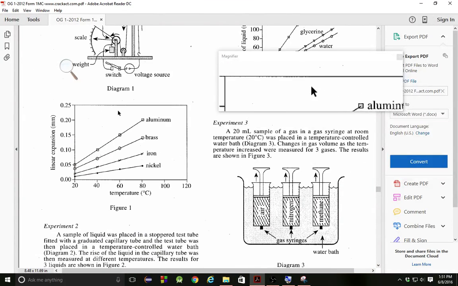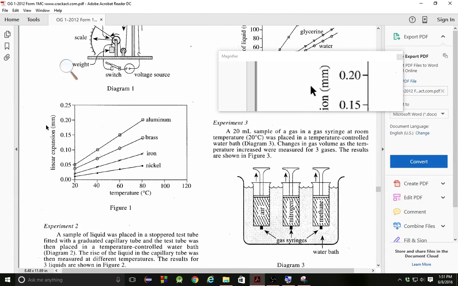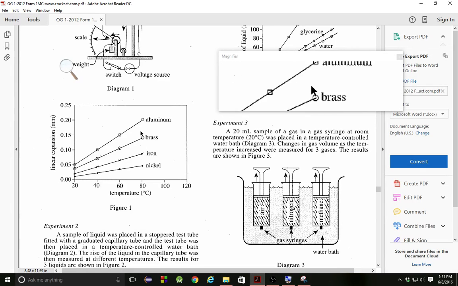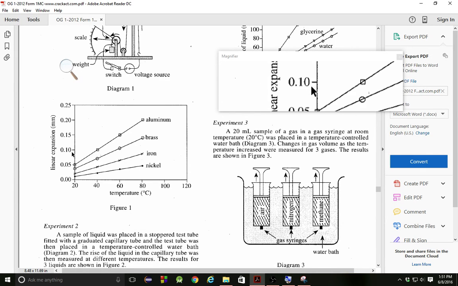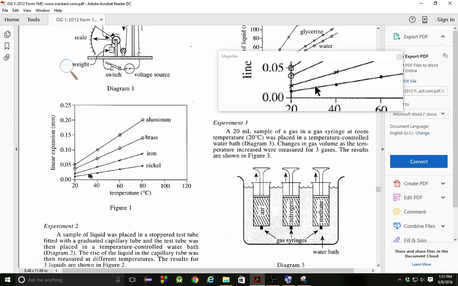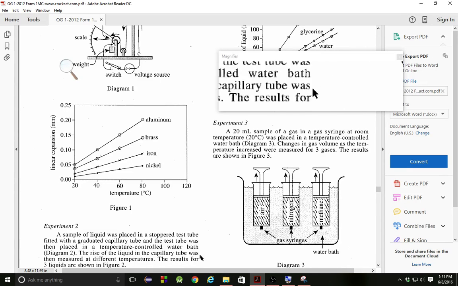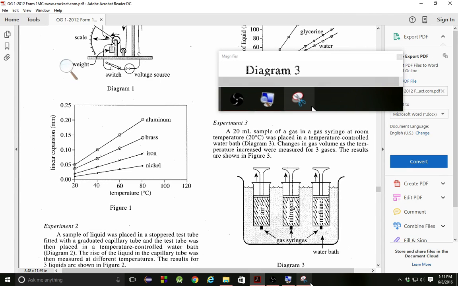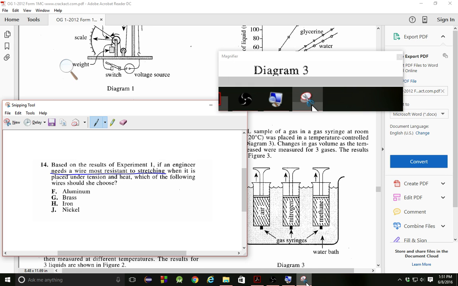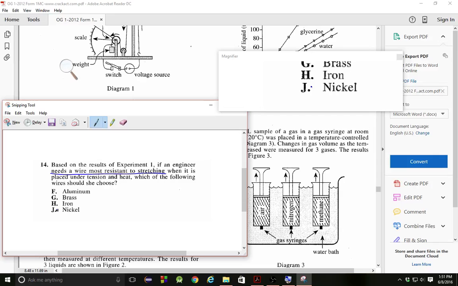We're looking at the linear expansion in millimeters. Well, if it's very resistant to stretching, you want the least amount of linear expansion. Well, in each of these graphs, which one of these has the least amount of linear expansion? That's the nickel, right? So let's see if nickel is one of our answer choices. Yes, it is. So the answer should be J.